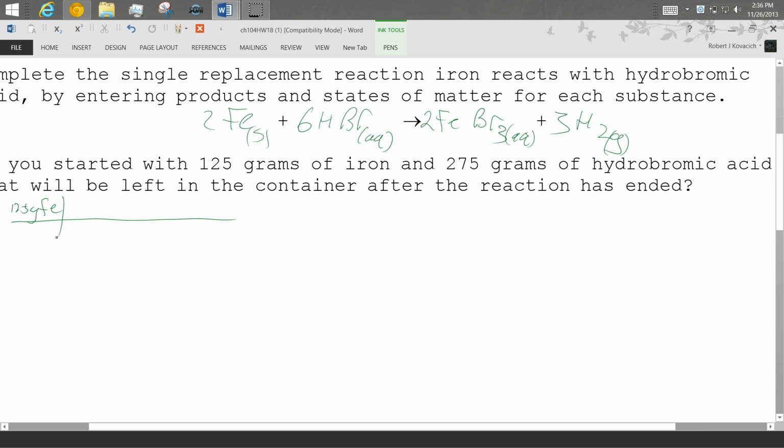And iron is 55.847 grams for 1 mole of iron. And then in this problem, for every 2 moles of iron, let's go to hydrogen because it's easier, 3 moles of hydrogen. And then for every 1 mole of hydrogen, it's 2.0159 grams of hydrogen.